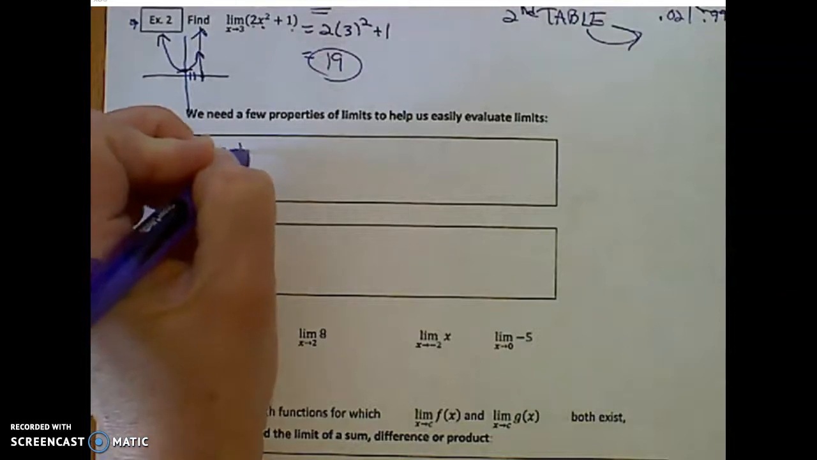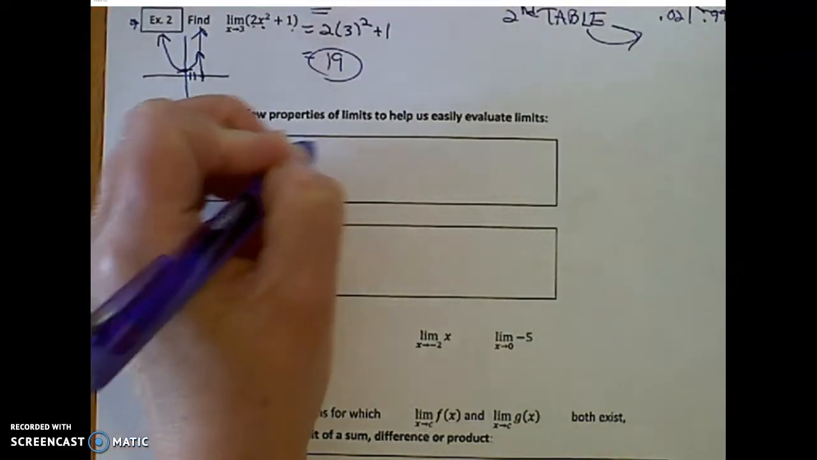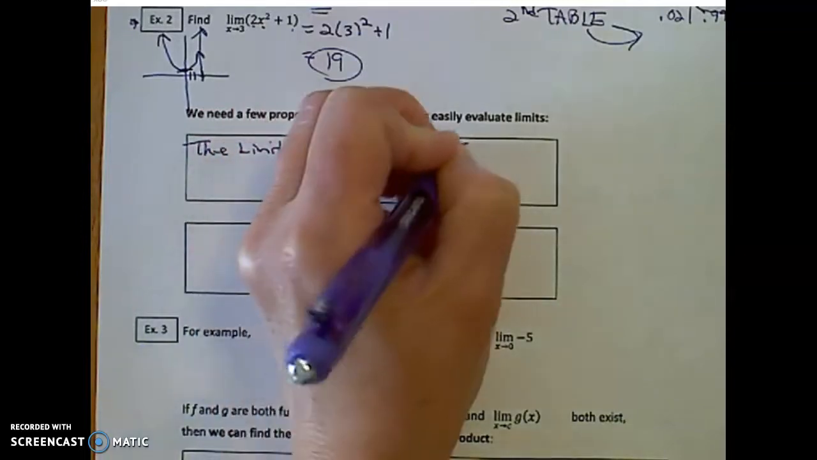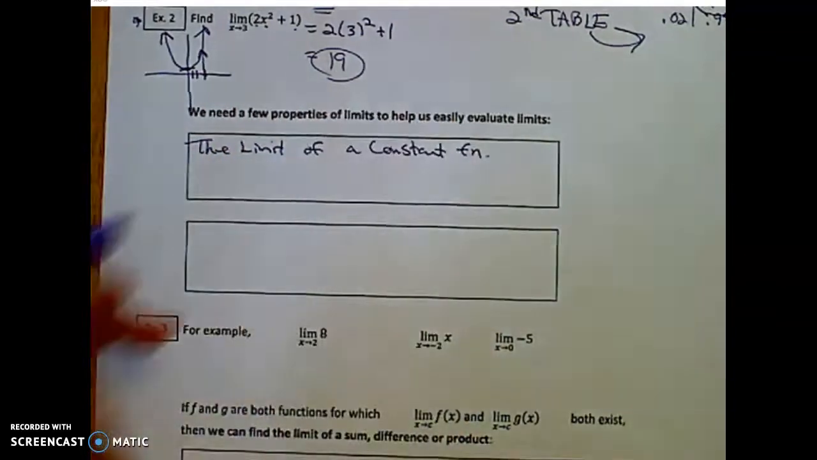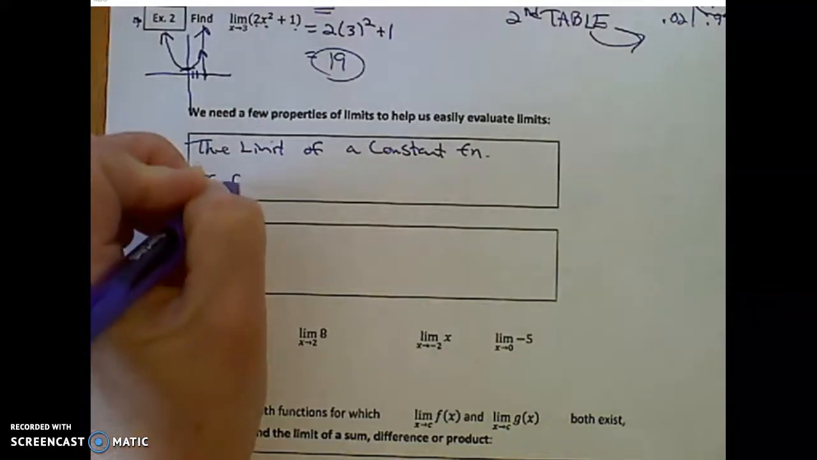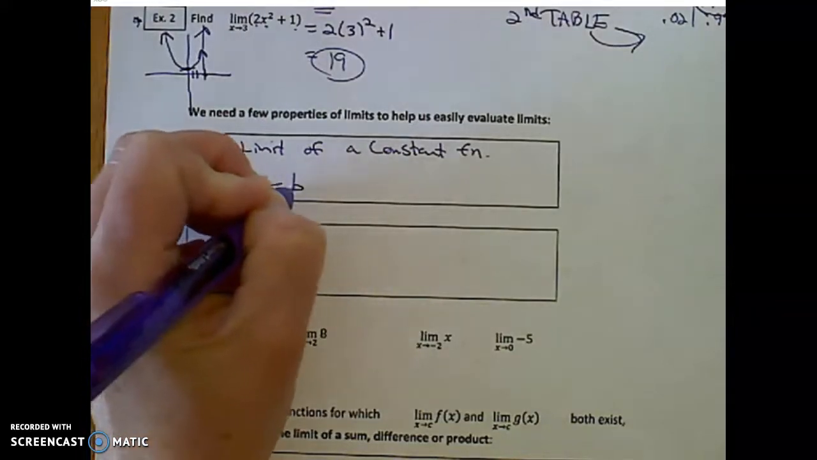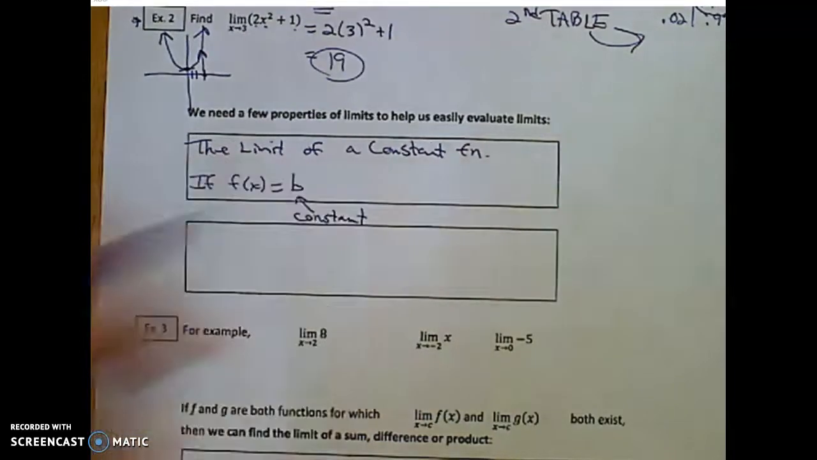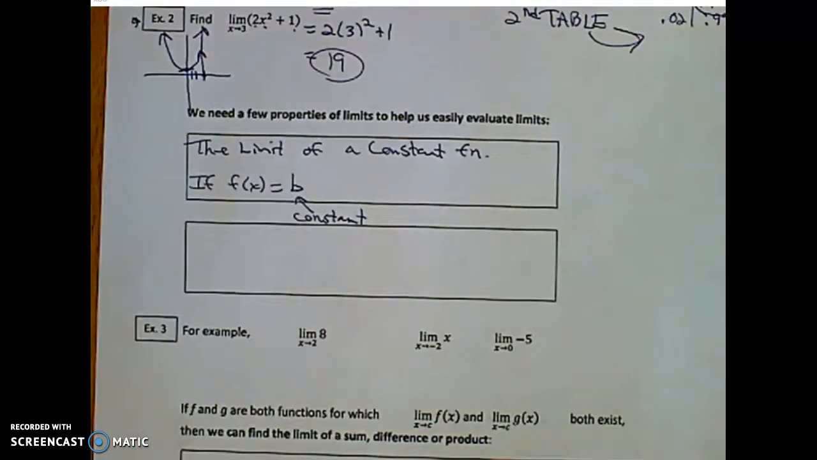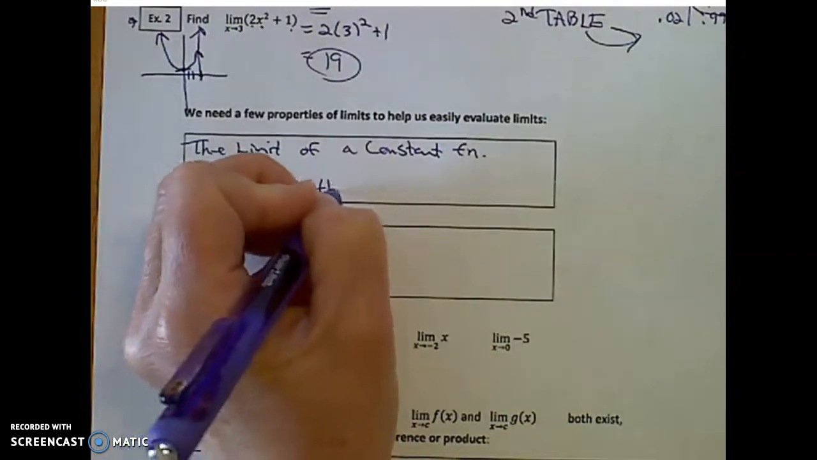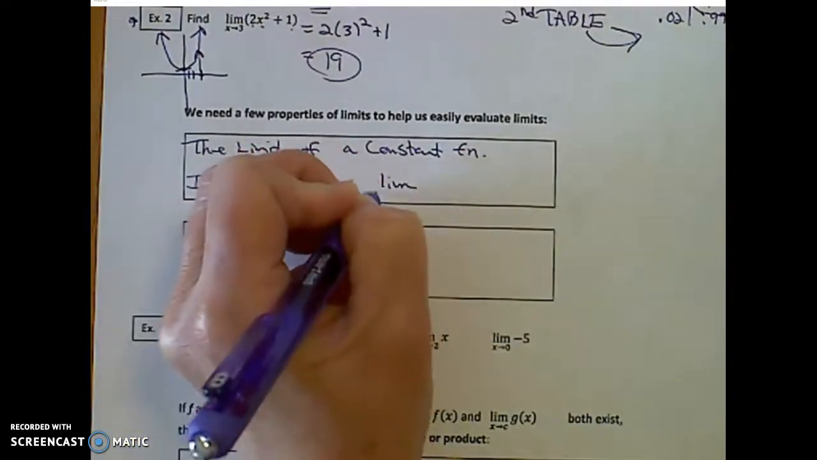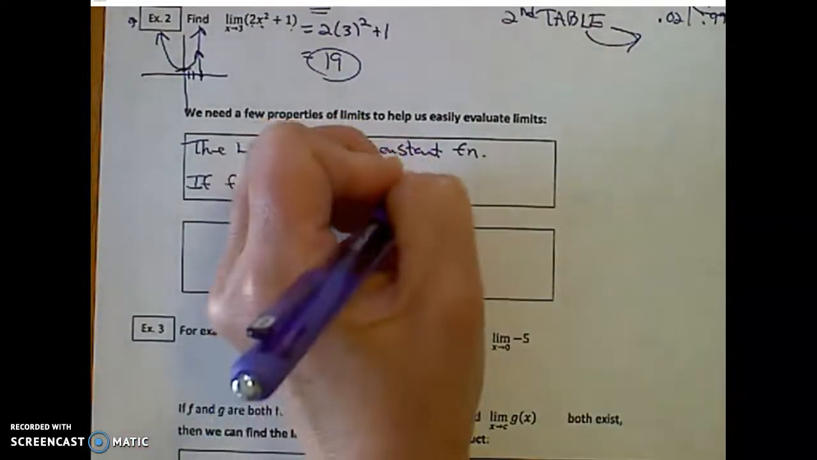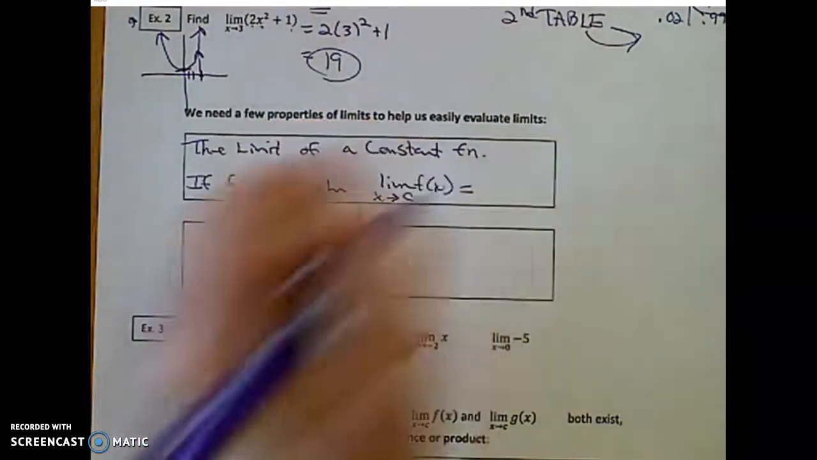The first property we see is how to find the limit of a constant function. What do we mean by a constant function? If my function is defined as b for some number, some constant b, then the limit as x approaches some constant c of that function will be what?